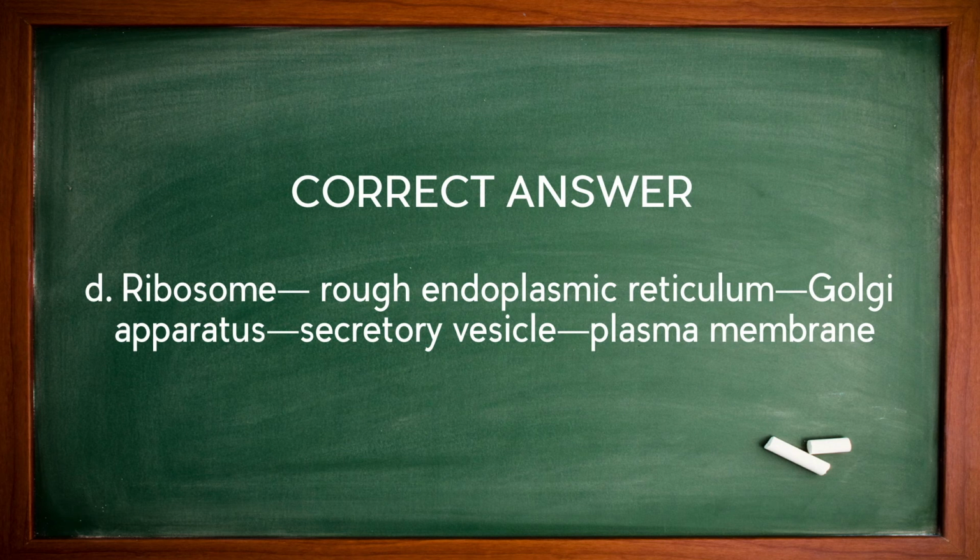And if I look at B, it says it starts with the ribosome, which would be correct, and then goes to the Golgi and then to the rough endoplasmic reticulum. However, that makes no sense. So the answer would be D. The protein is synthesized at the ribosome on the rough endoplasmic reticulum. It then is transported to the Golgi and modified, packaged into a secretory vesicle, and then fuses with the plasma membrane. So the answer is D.